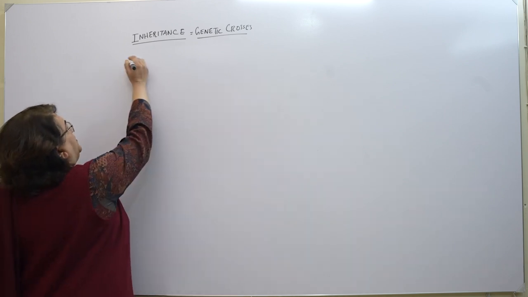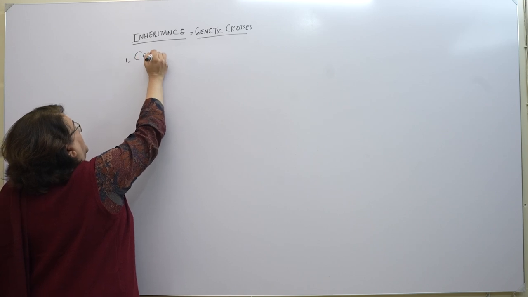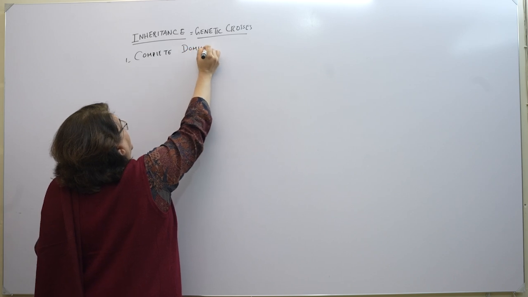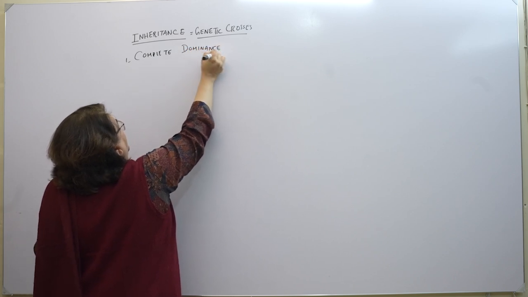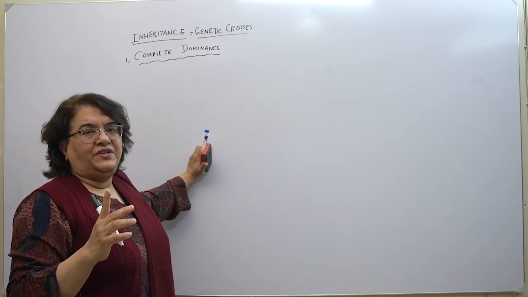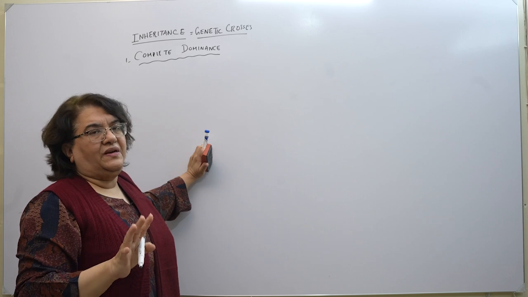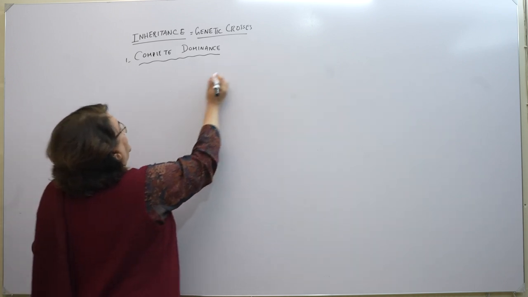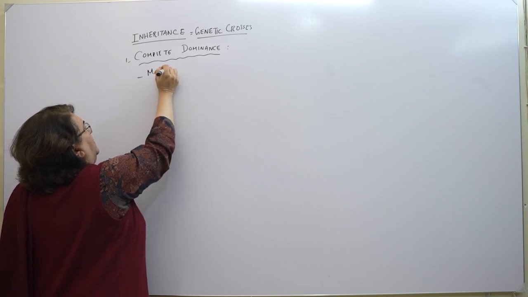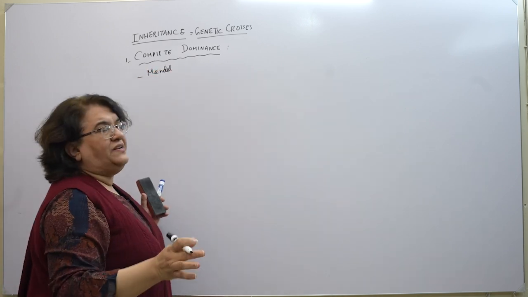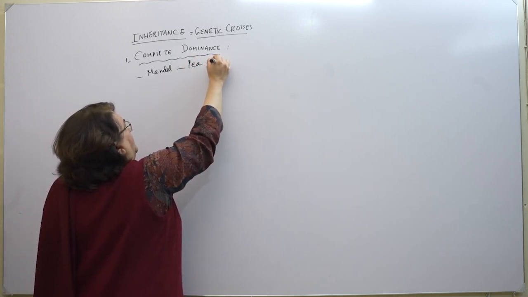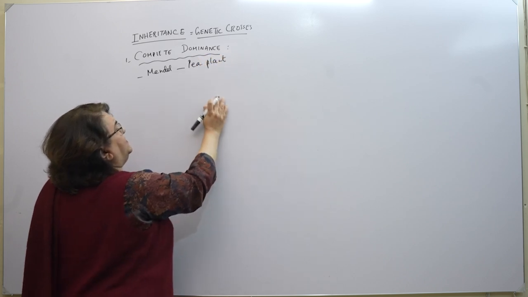The first type of crosses is complete dominance, and as the word suggests, there will be two alleles of a gene and one will completely dominate the other, right? So what do you mean by that? Let's see. We go back to Mendel, who is said to be the father of genetics, and Mendel studied the pea plant. So we'll take his example. It's easy to understand also.